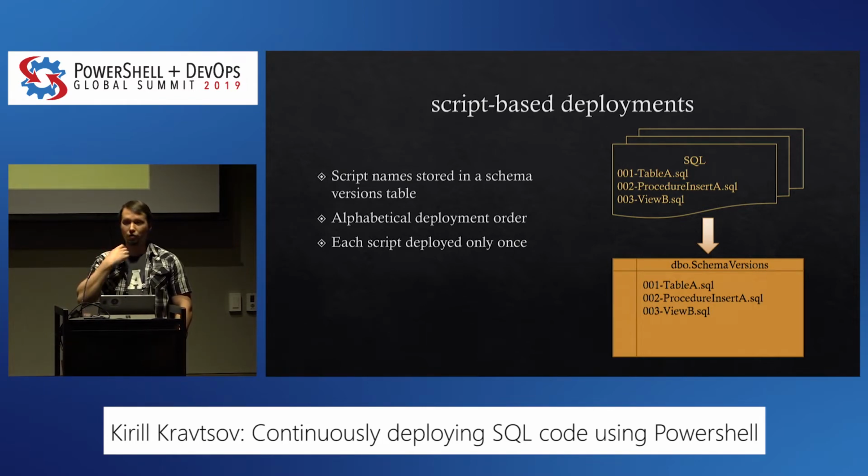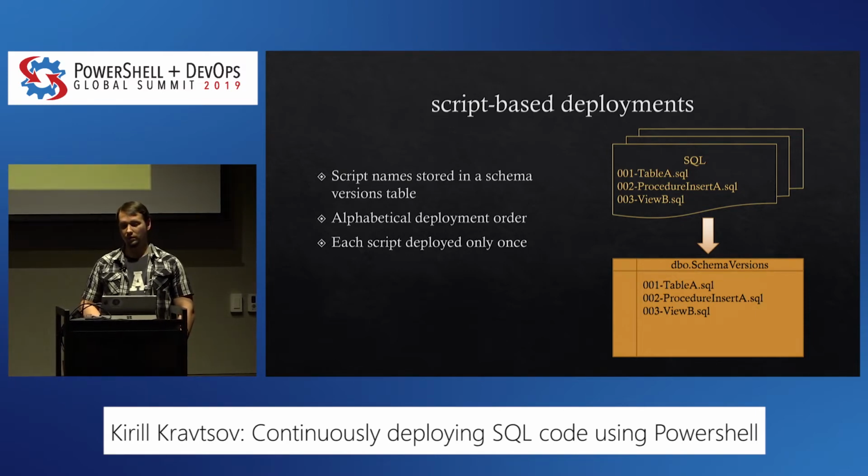And usually those scripts are deployed in alphabetical order. Some of the frameworks would allow you to do it otherwise. You can deploy script by script. And the main idea here is you deploy each script only once. And that's where the schema versions table comes into play, where the name of the script will be stored. And during the execution, it will run a select statement and see if this script has already been executed.